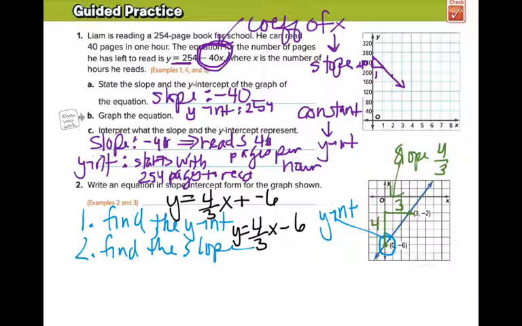So again, find the y-intercept. That's your b. Find your slope. That's your m. Now the next number 3 is an open-ended, your own opinion kind of answer. So do that one on your own, and that's it.